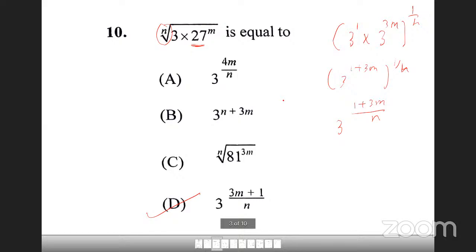Right, so you have to know all your rules. Although it's multiple choice, you have to know all your rules in order to really work it out properly.